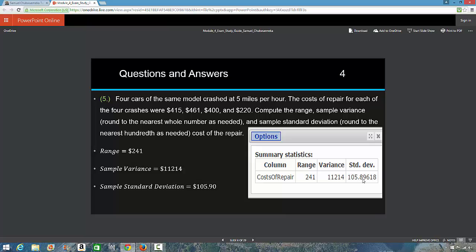So this gives us 0.89. 6 is more than 5, so you round up by adding 1 to 0.89, and it becomes 0.90. So your sample standard deviation would be $105.90.